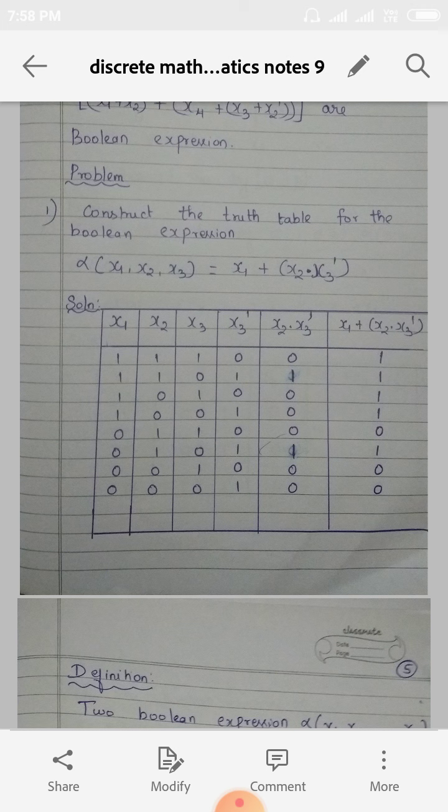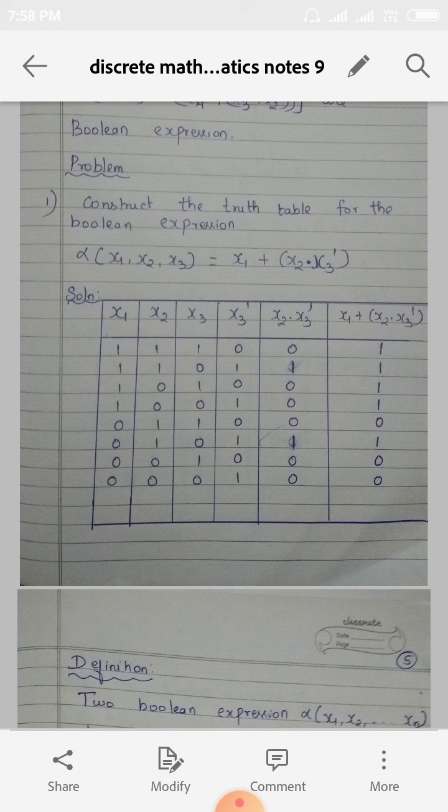Next column, you have to find x3 dash. Dash is nothing but negation. So see the x3 column: 1 complement is 0, 0 complement is 1, 1 complement 0, 0 dash 1, 1 dash 0, 0 dash 1, 1 dash 0, 0 dash 1. That is x3 dash.